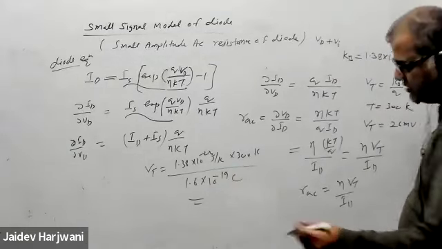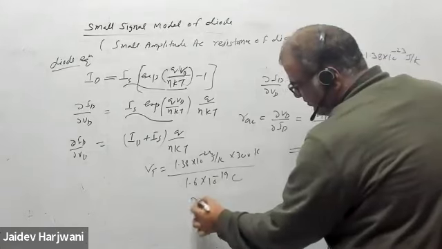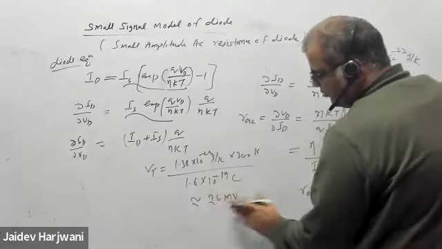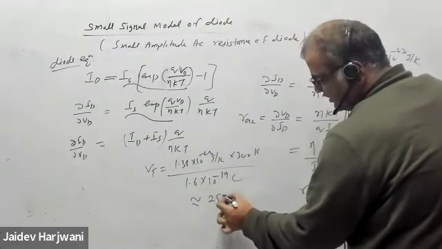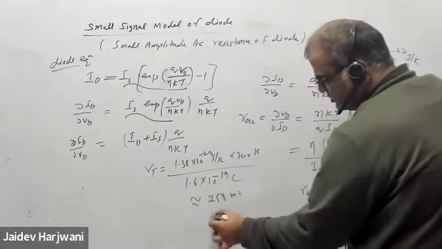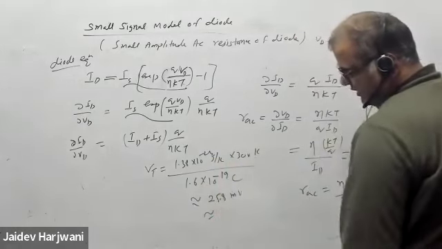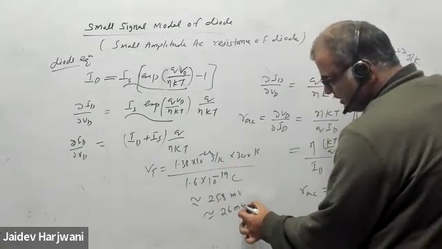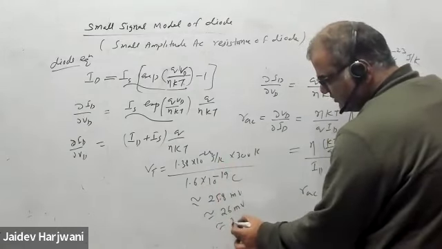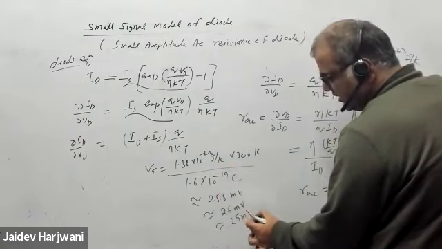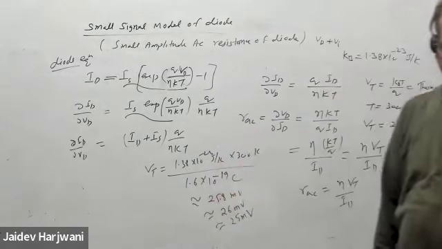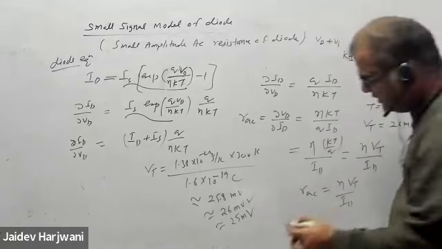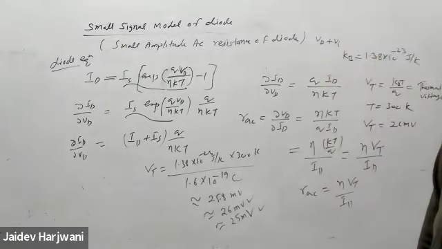So it will come almost 25 or 26 millivolt; it is actually 25.8 millivolt. Generally we take 26 millivolt, but sometimes the question will say 25 millivolt. In that case you put 25 millivolt.